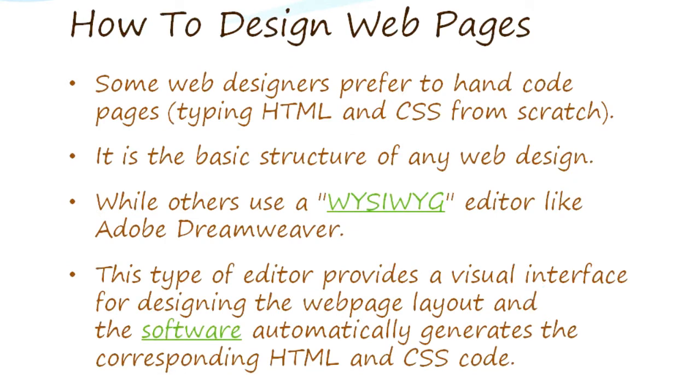How to design web pages? Some web designers prefer to hand code pages, typing HTML and CSS from scratch. Most designers use text editor software to manually type HTML and CSS code to design web pages. HTML and CSS are the basic structure of any web design, while someone may use a WYSIWYG editor like Adobe Dreamweaver. WYSIWYG stands for what you see is what you get. Software like Adobe Dreamweaver auto-generates HTML and CSS code as we design web pages graphically. This type of editor provides a visual interface for designing web page layouts, and the software automatically generates the corresponding HTML and CSS code.